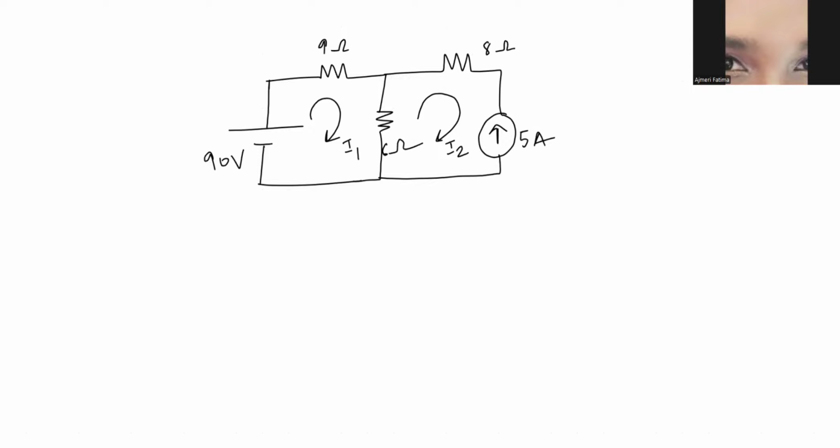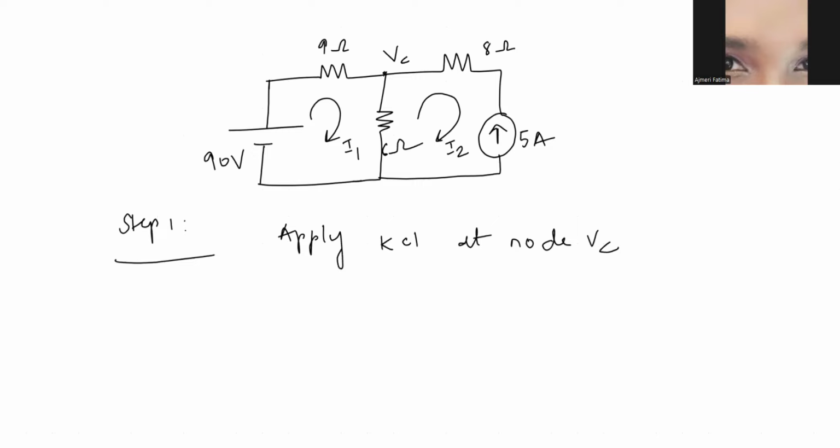So first, what is the first step? Step one, you're going to apply KCL at node VC. So let me just say that this is a node VC. What is a node? Node is a point where three or more than three circuit elements meet. Now, if you can see, I1 is entering, 5 amperes and I2 current is leaving. I am not bothered about this direction. You just write I1 is equal to I2 plus 5 ampere.